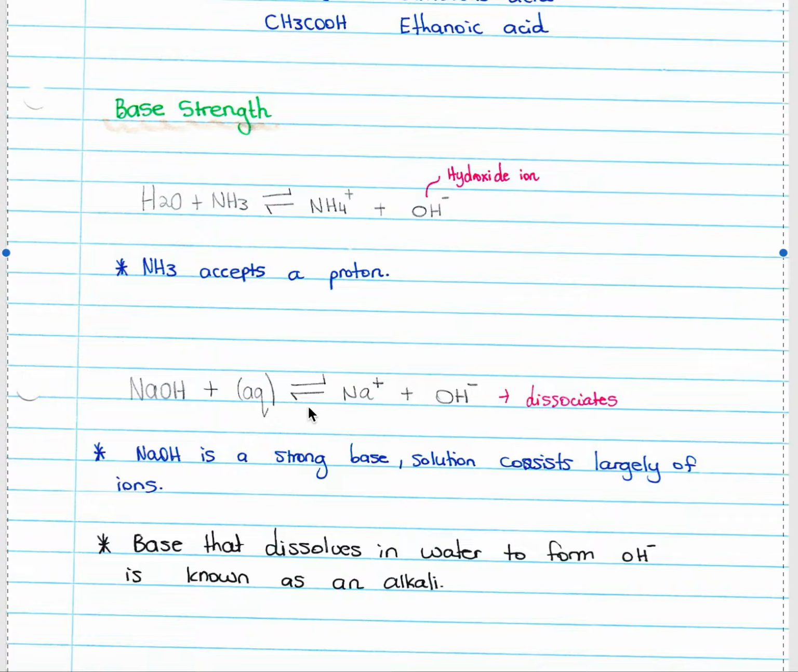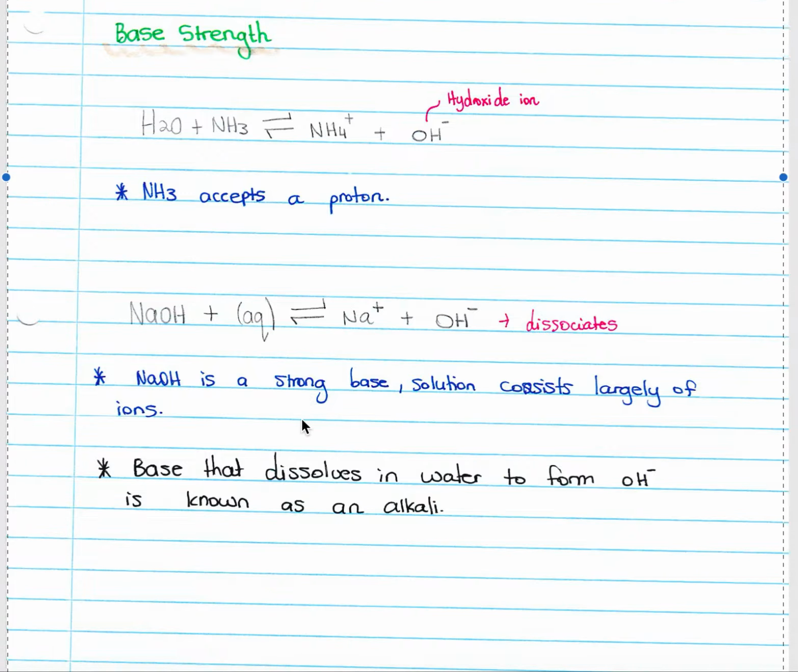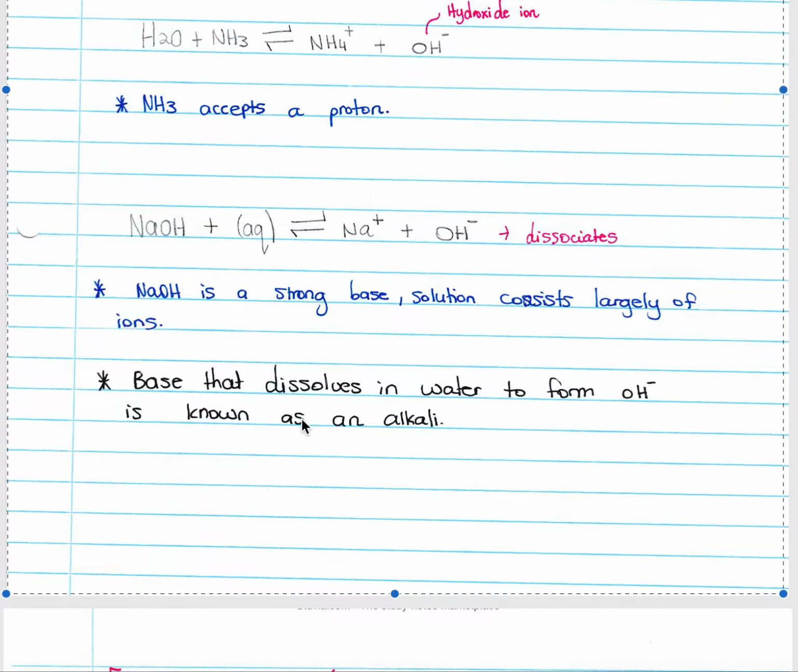In this example over here, we have NaOH plus an aqueous solution forming Na plus OH minus. This is dissociation. An ionic substance has broken down into its ions in an aqueous solution. NaOH is a strong base. Solution consists largely of ions. Due to the fact that this is a strong base, it dissociates almost completely in solution, meaning that the solution will possess a lot of ions. A base that dissolves in water to form OH minus is known as an alkali. That is just something that you will need to know.